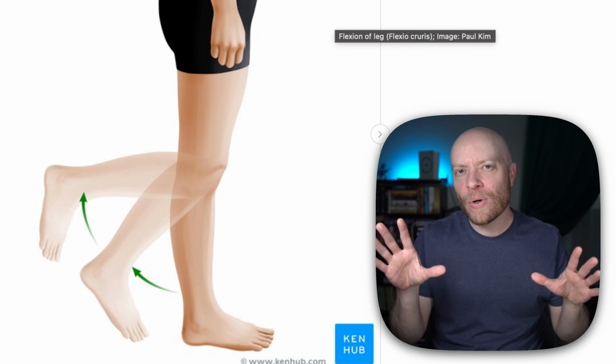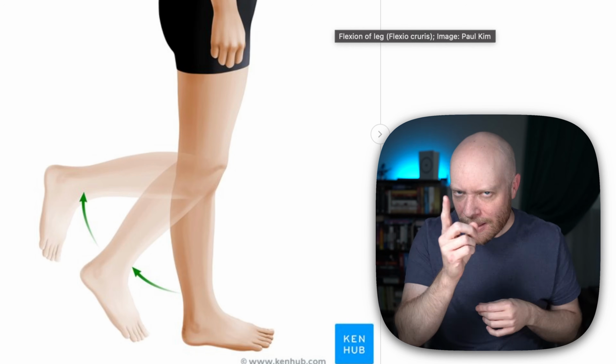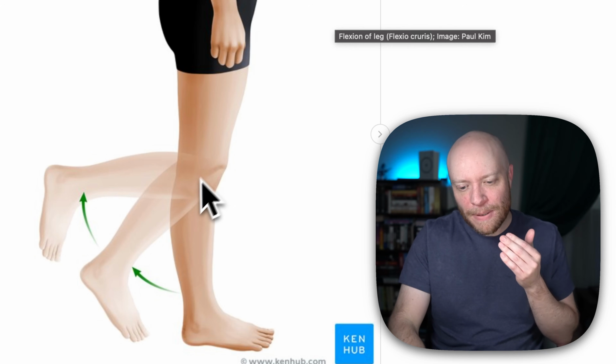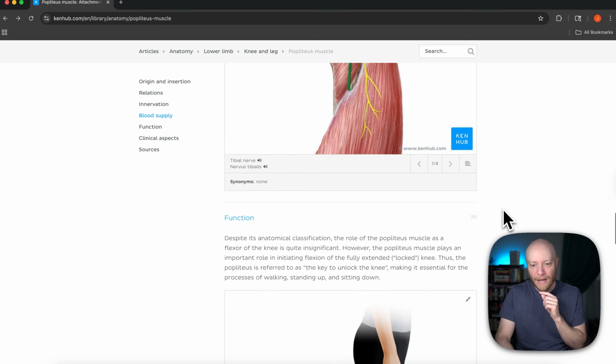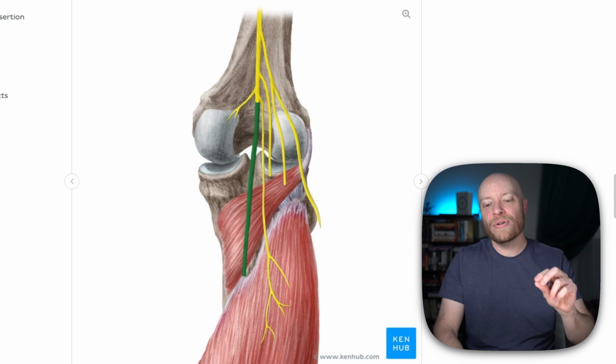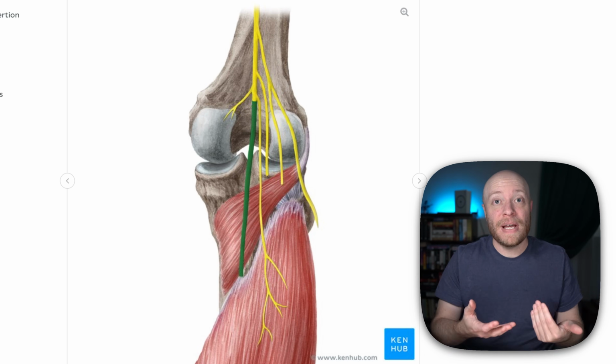There are other gait rotators at different joints, and I'm thinking about the adductors specifically, but the popliteus is definitely going to be involved in this action. And then if we come up here, we can also see the nerve that is going to innervate the popliteus.